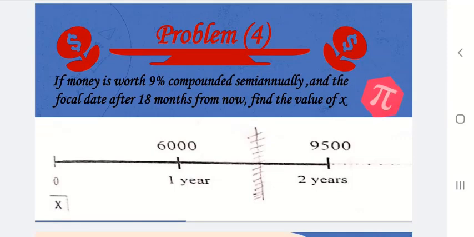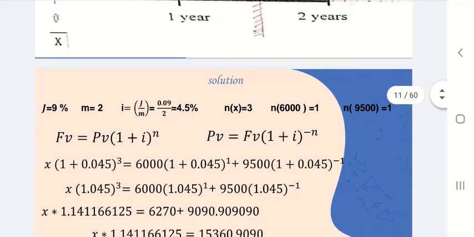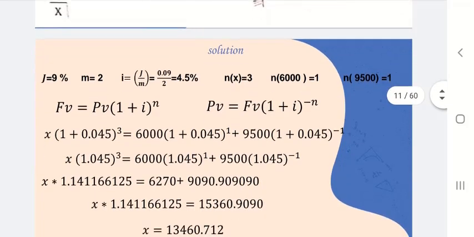In this example, J equals 9%, so I equals J over M, and because M equals 2, I equals 4.5%. Solution. I equals 4.5%, and N for X equals 3.